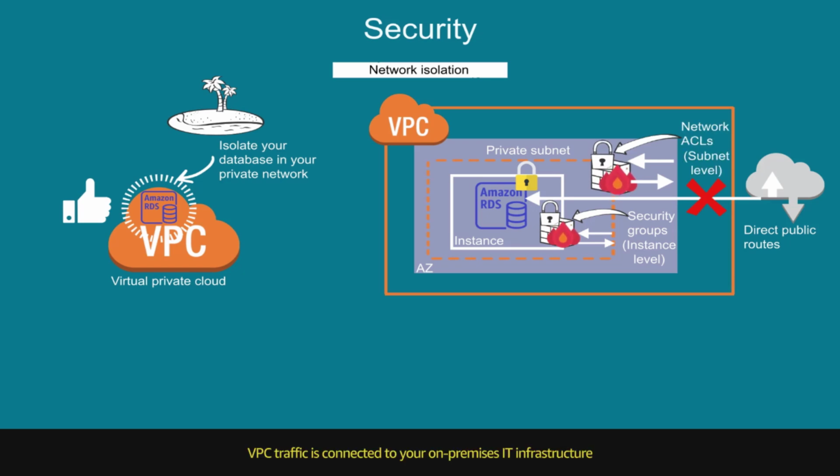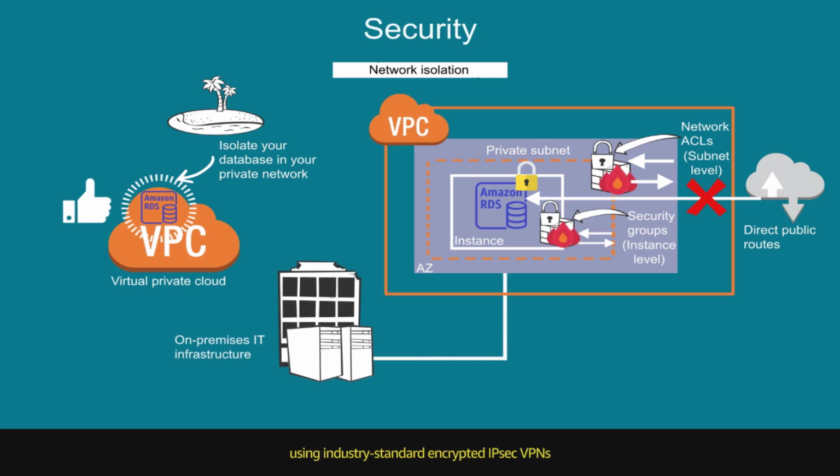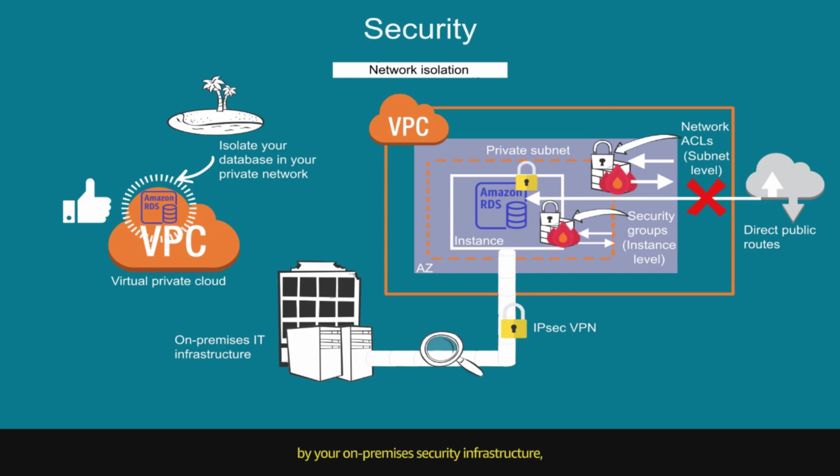VPC traffic can be connected to your on-premises IT infrastructure using industry-standard encrypted IPsec VPNs and can be further inspected by your on-premises security infrastructure, including network firewalls and intrusion detection systems.